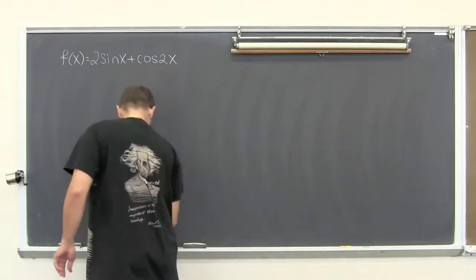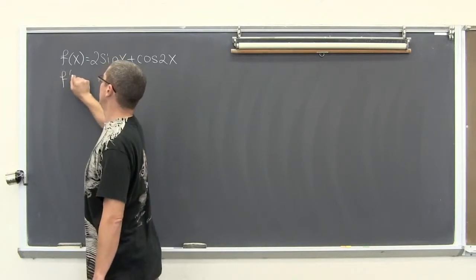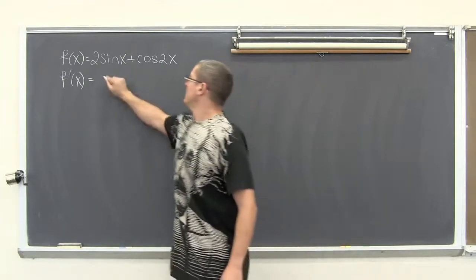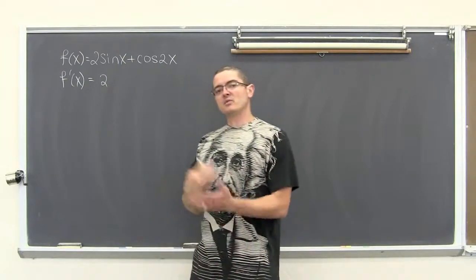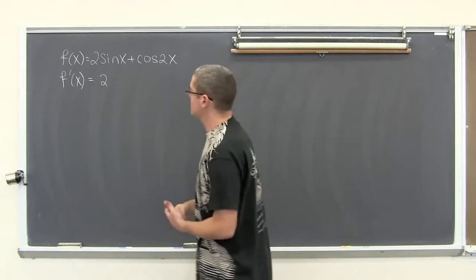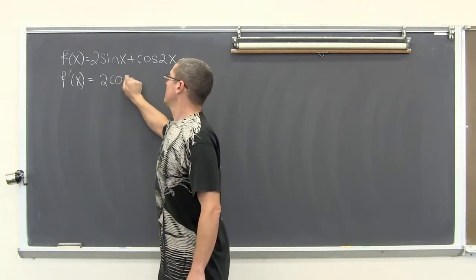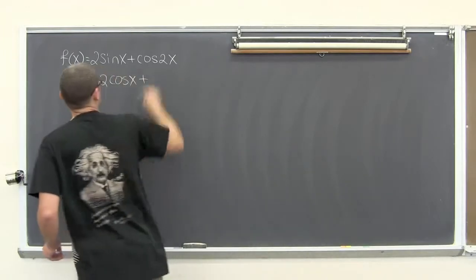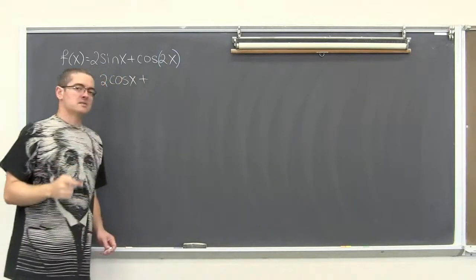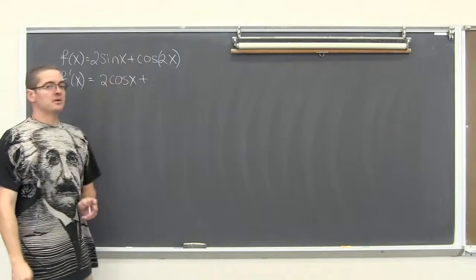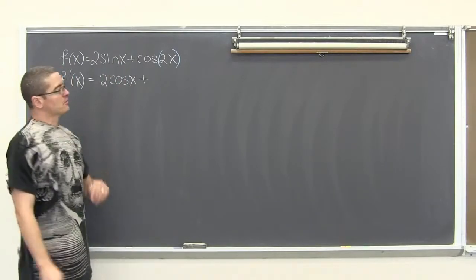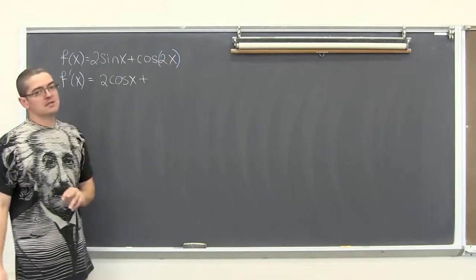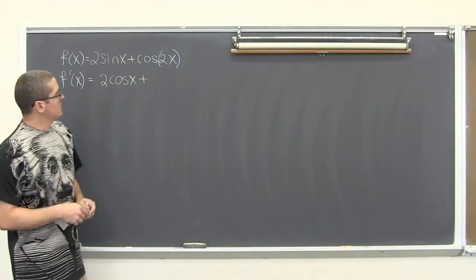So that means that we're going to have f prime of x, or the derivative of f of x, is equal to 2. Now the derivative of sine is cosine, so we have 2 cosine x plus, we have the cosine of 2x. Now here I could just write cosine of x and be done finding the derivative of sine. But again, we have this inside function u is equal to 2x. So we're going to find the derivative of cosine.